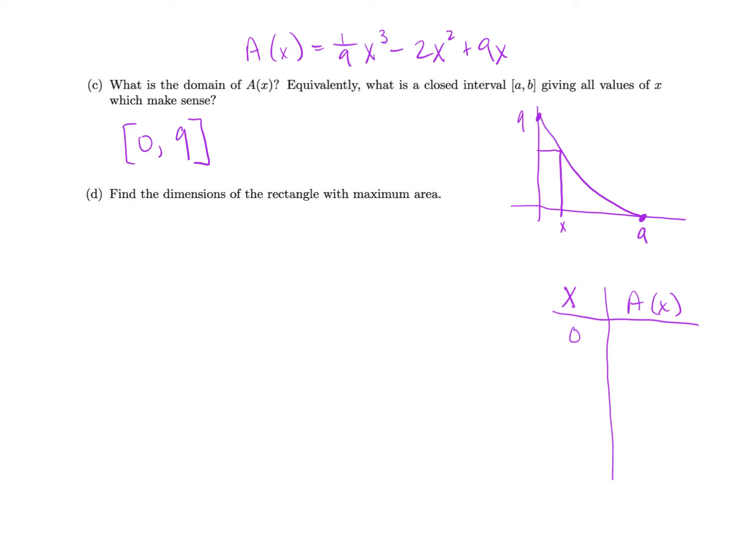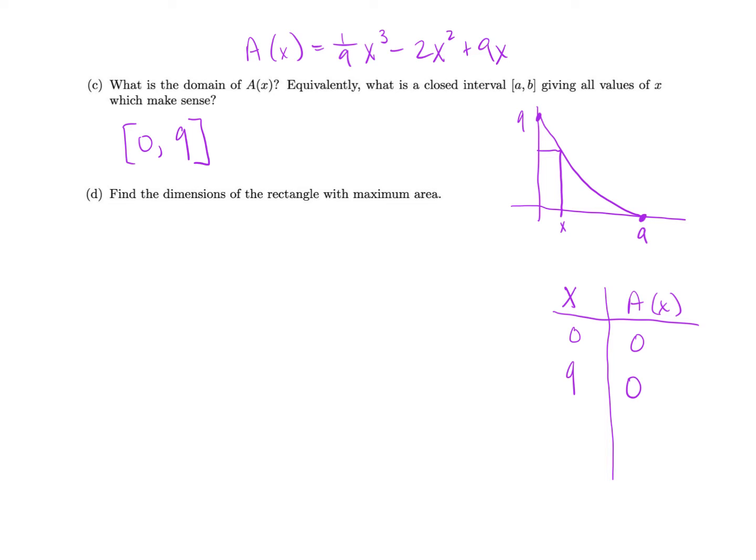If I start making my table of values, x and A of x, I can put in my endpoints now. They both give me an area of 0. You can see graphically, geometrically, that if x were 0, this rectangle would have no width and thus no area. And if x were 9, the rectangle would have no height and thus no area. You can also plug these two x values into the formula for A of x, and they will both give you 0.